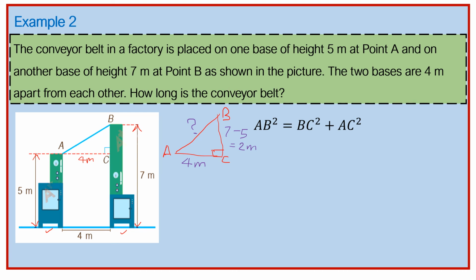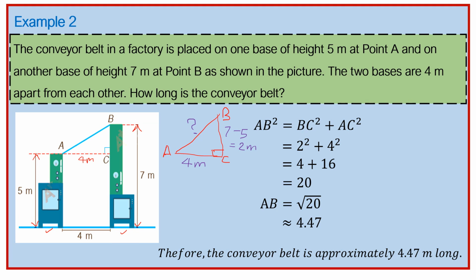So we can say that AB squared equals BC squared plus AC squared. So we get BC, which is 2, so we get 2 squared, plus AC, which is 4, so we get 4 squared. So that will be 4 plus 16, and we get 20. Since we need the length, we know that the length cannot be negative. So we will take the positive square root of 20, such that we get almost 4.47. Therefore, the conveyor belt is approximately 4.47 meters long.